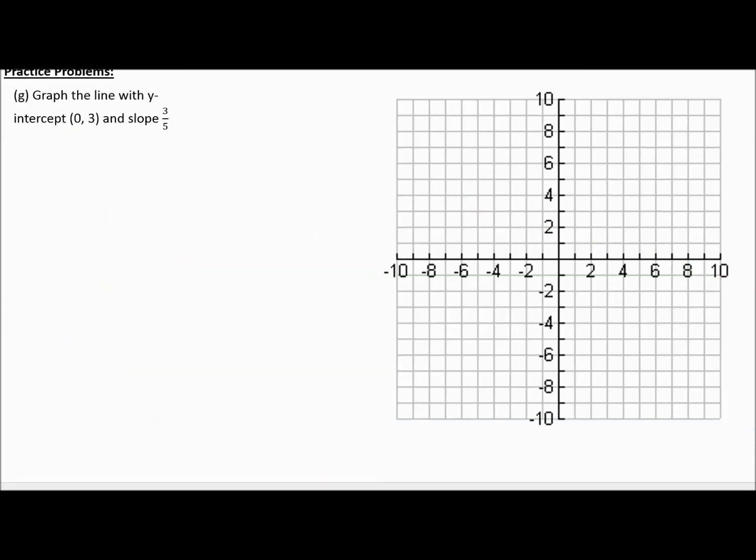All right, last review problem, although you probably still need lots more practice. We've got graph the line with y-intercept 0, 3, so y-intercept 0, 3, and slope, which we call m, 3/5. Okay, this is actually easier than the other ones because you had to pull this information from your graph. So y-intercept 0, 3, so I plot the point 0, 3. There it is. And then m is 3/5. That means I rise up 3 and right 5.